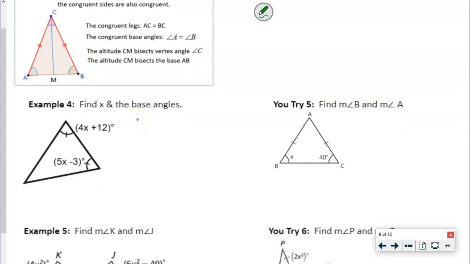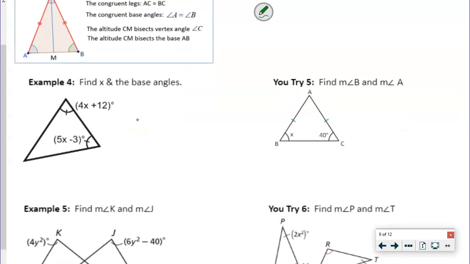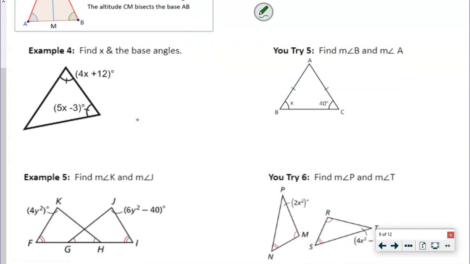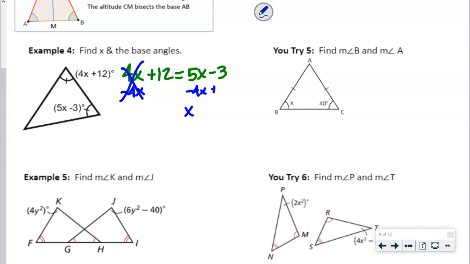So when we talk about this, we're going to use the properties we just talked about. We know that these two base angles right here, the 4x plus 12 and the 5x minus 3, are congruent because it shows us they're congruent. So we're going to say 4x plus 12 is equal to 5x minus 3. We're going to subtract 4x from both sides. So now 4x is gone, and we got just x over here, and we're going to add 3 to both sides. So now our 3's are gone, and that's going to be 15.